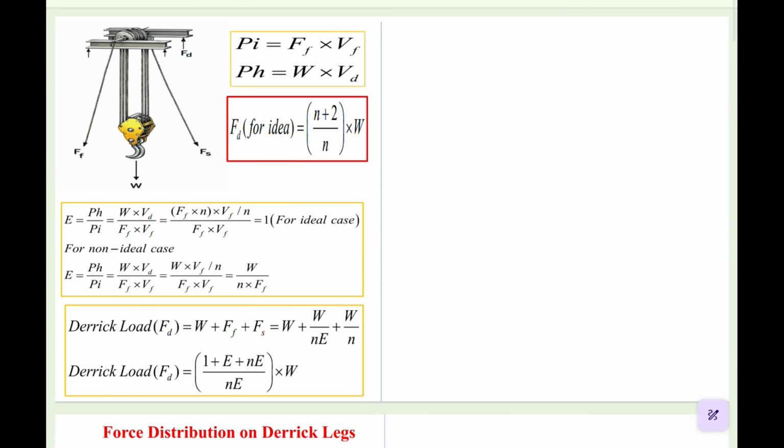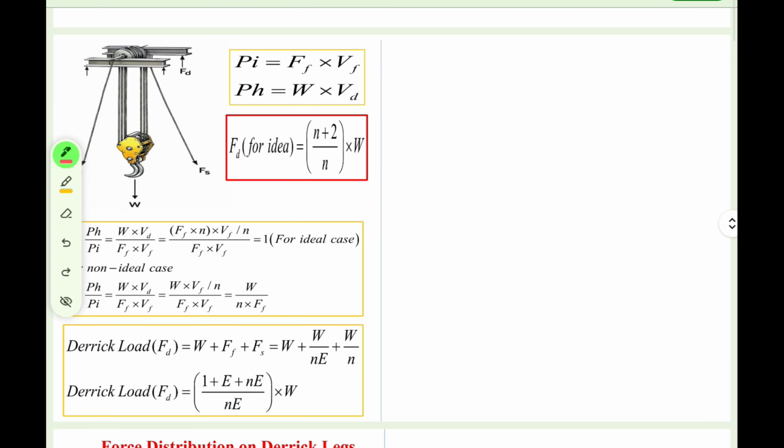So hello everyone. In the previous class we have discussed this particular thing. Derrick load calculation means how much load is acting on the derrick, and that load is the hook load, fast line load, and the dead line load. Based on that load we have calculated the derrick load, right? And this was the final expression we obtained in the previous class. If you haven't watched my previous lecture, go and find the lecture.